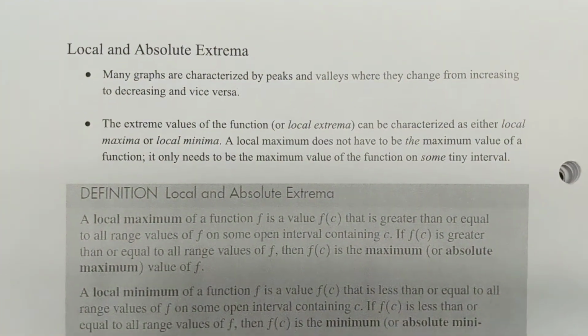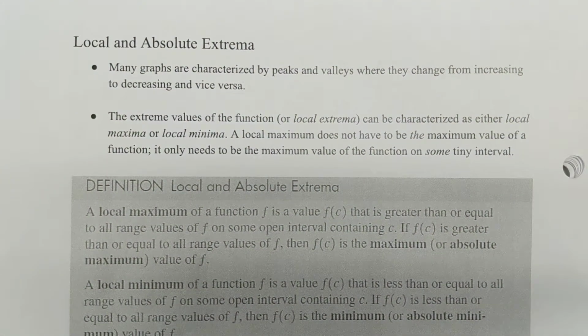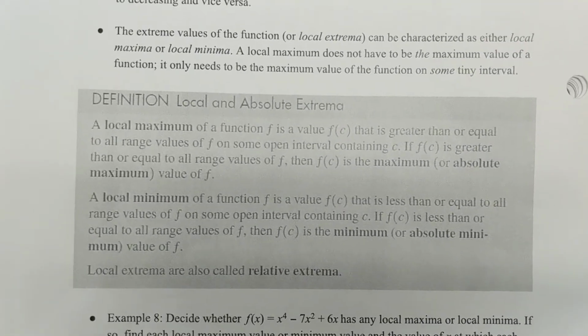All right, so local and absolute extrema. These refer to the maximum and minimum values of a function. A local maximum is the largest value in the area. A local minimum is the smallest value in the area.